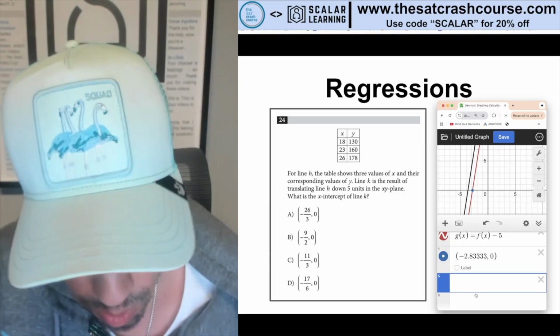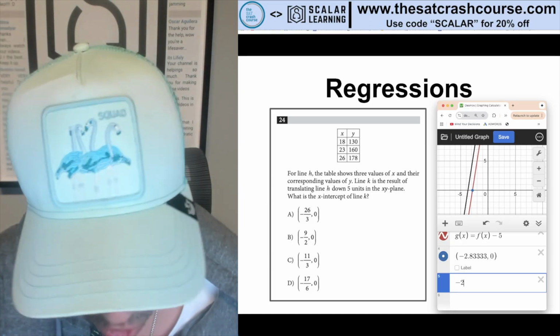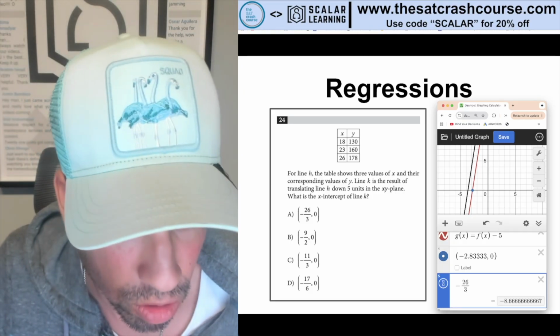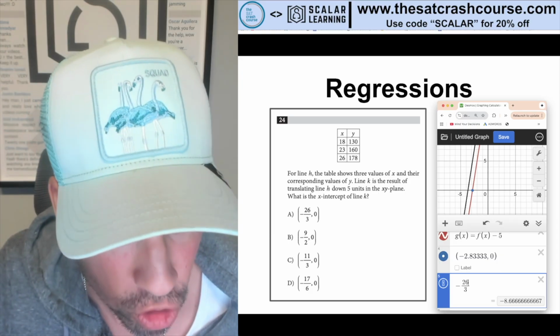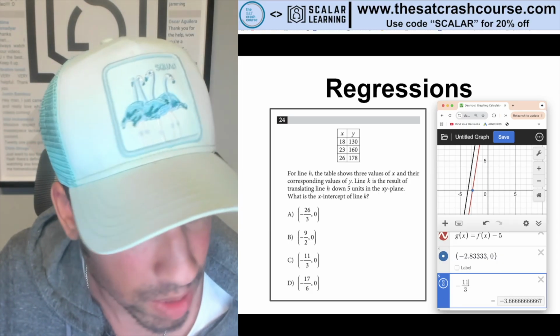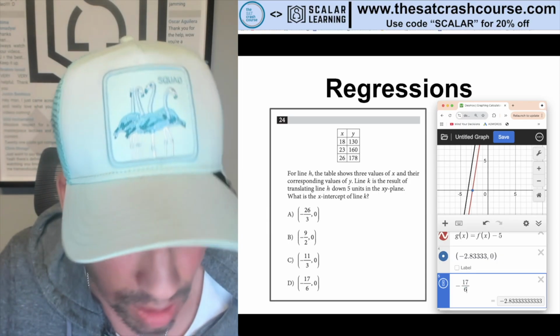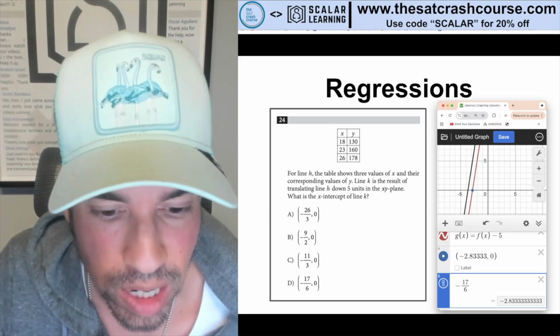Well, that's not so bad. We can still figure this out by trying all the answer choices. So I can first type in negative 26 thirds. Nope, that didn't work. Maybe let's try 11 thirds. Nope, that didn't work. Maybe let's try 17/6. Look at that. Right on the money, negative 2.83 repeating.